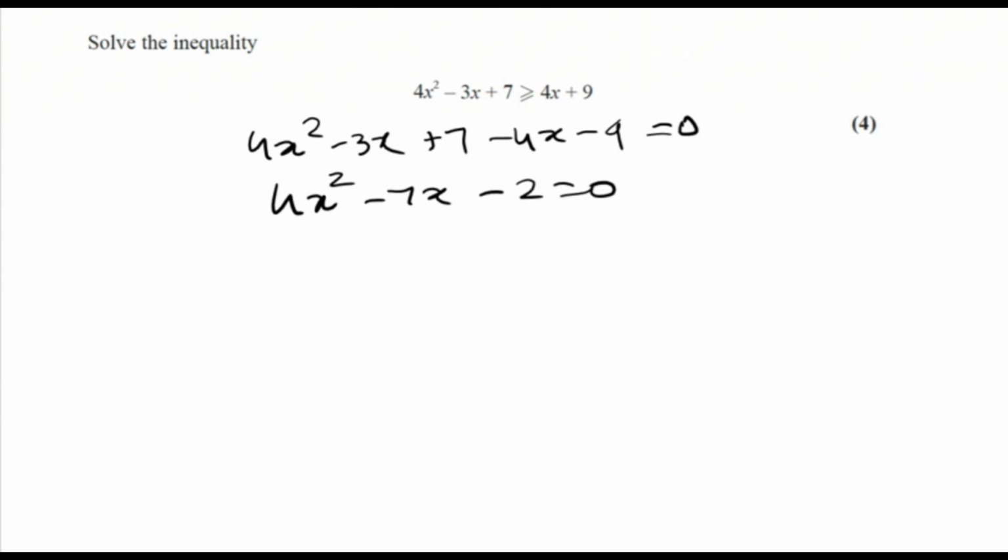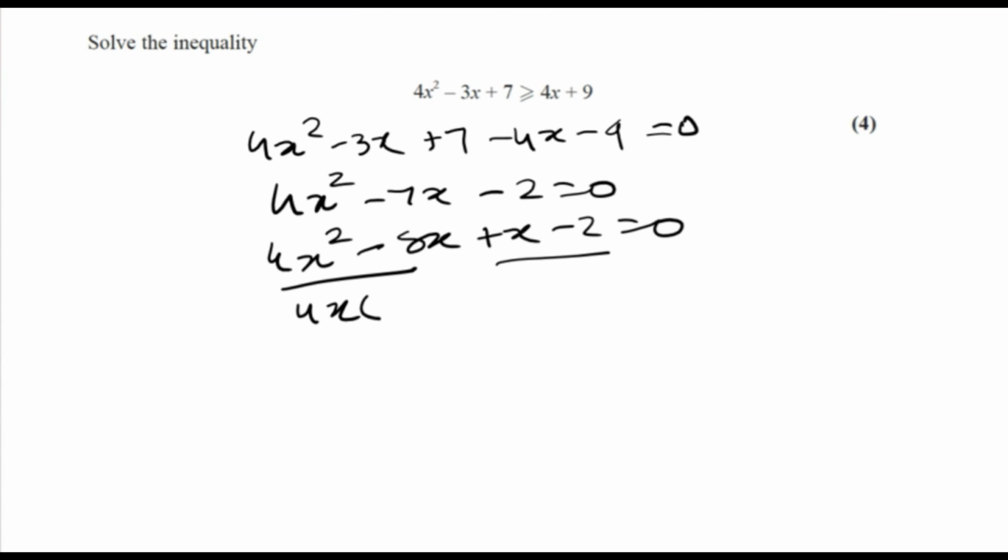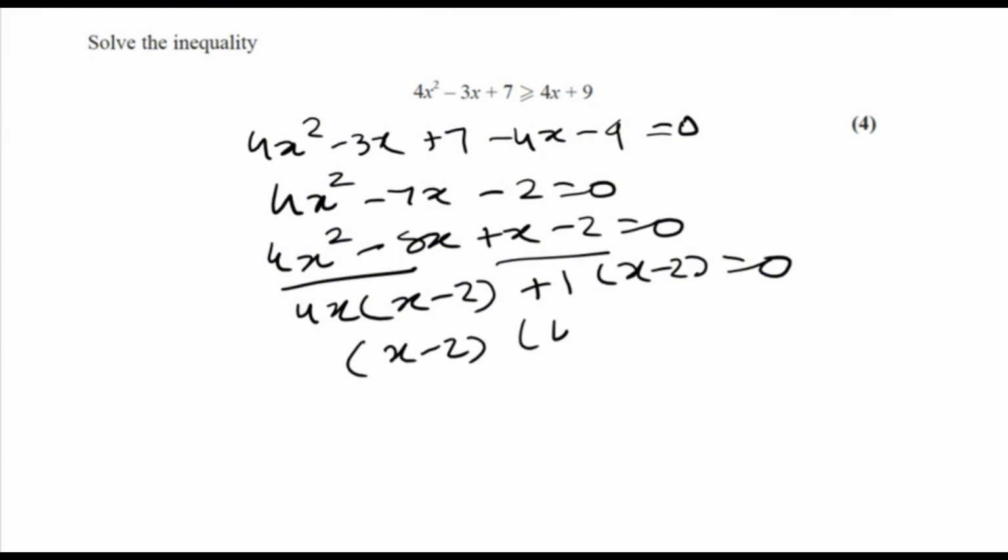4 times minus 2 is minus 8, splitting the middle term, 4x squared minus 8x plus x minus 2 equal to 0. We are just factorizing it. 4x common, x minus 2. 1 common, x minus 2 equal to 0. So we have two factors, x minus 2 and 4x plus 1 equal to 0. So x is equal to 2 and x is equal to minus 1 over 4.